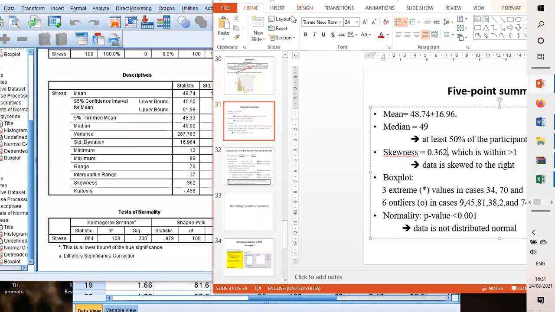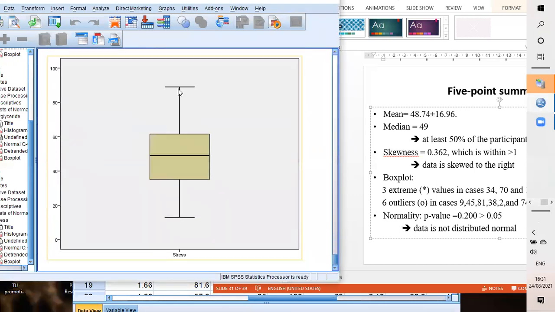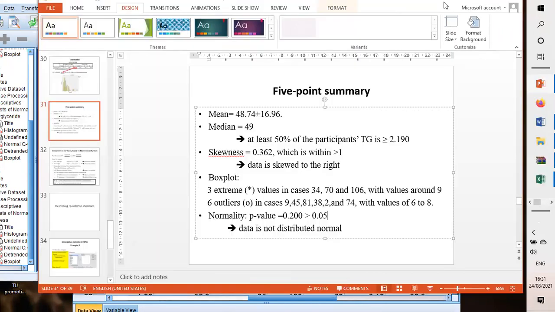Now, which p-value are you taking? 0.2. Is it more than 0.05? Yes. Normality p-value is more than or equal to 0.200, which is more than 0.05. Box plot: any outliers, extreme values? No. So 49, what does it mean? At least 50% of participants have a stress level more than or equal to 49.